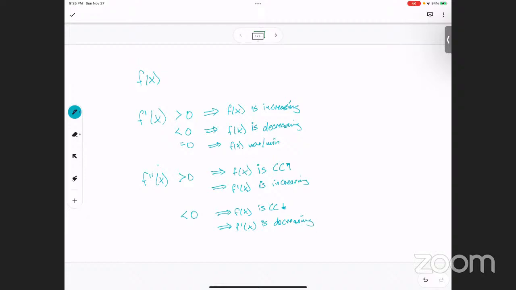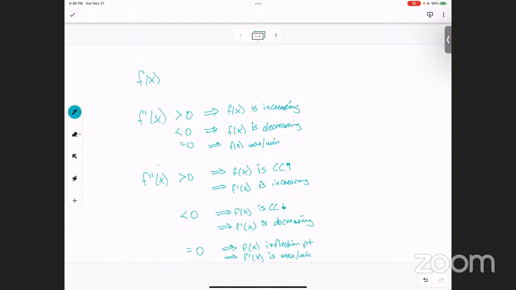And if the double derivative is 0, what does that mean? That means f of x has an inflection point, right? Yeah. And that would also imply that the derivative was at a max or min, if you cared about the max or min of the derivative.